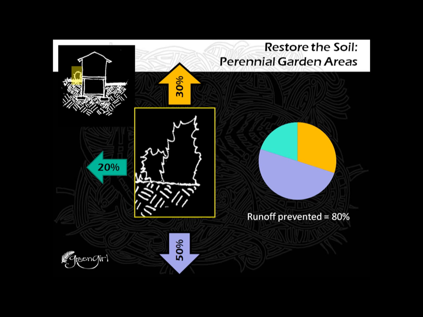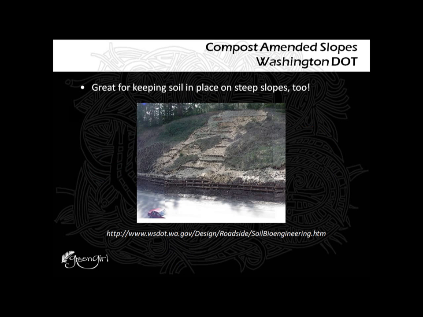The other thing that's great about these compost amended soils is that they're great for holding the soil in place on steep slopes. Washington Department of Transportation has used this along their highways with great benefits. So getting back to that desire to reduce erosion down into Mill Pond, that's another benefit of this practice.